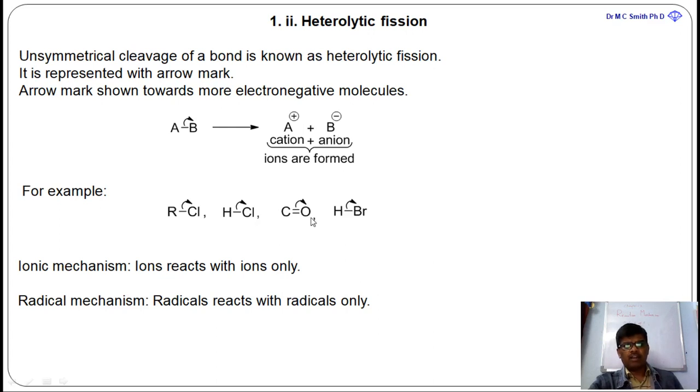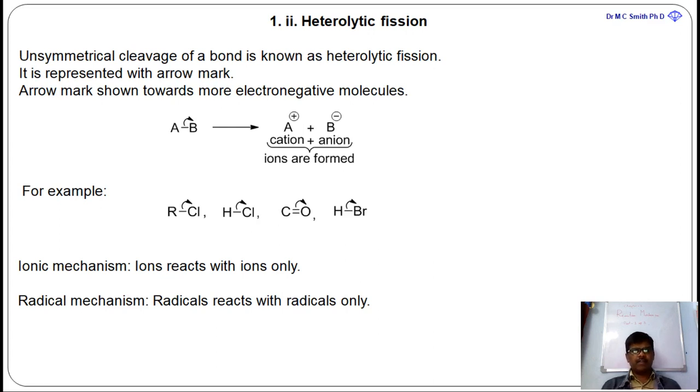In carbon monoxide, oxygen is more electronegative, so we will get O minus and C plus. HBr, similar to HCl, we will get two ions: one is H plus and the other is bromine minus. What is the mechanism it follows? Since heterolytic fission takes place, two ions are formed, and the mechanism it follows is the ionic mechanism.